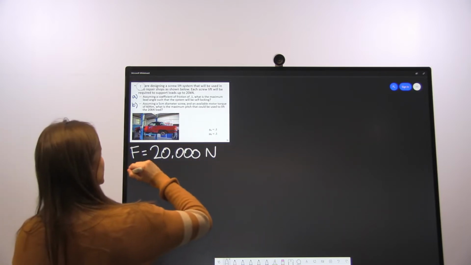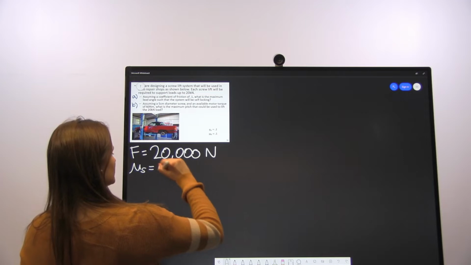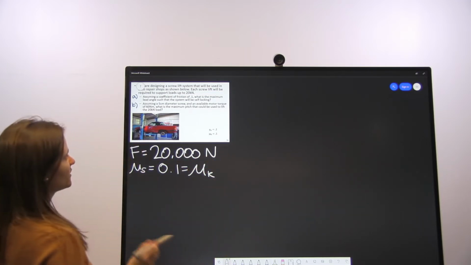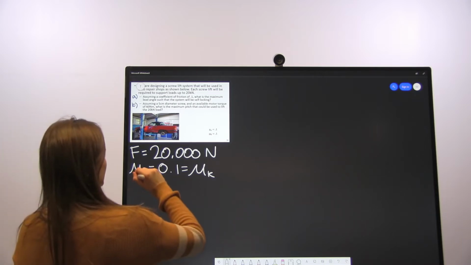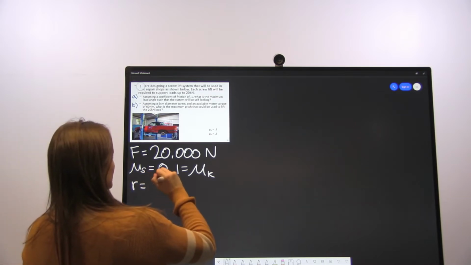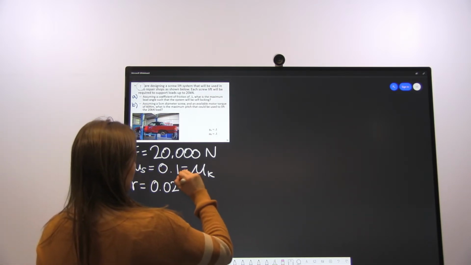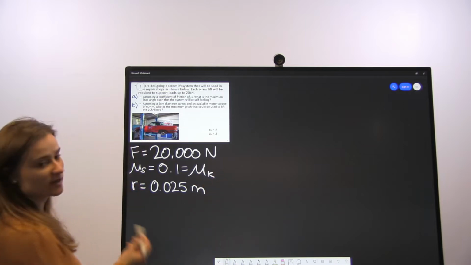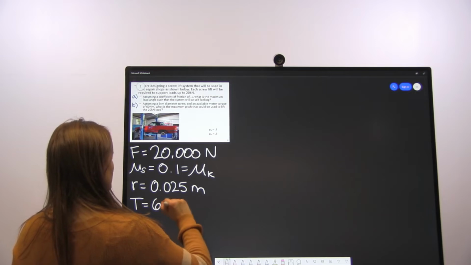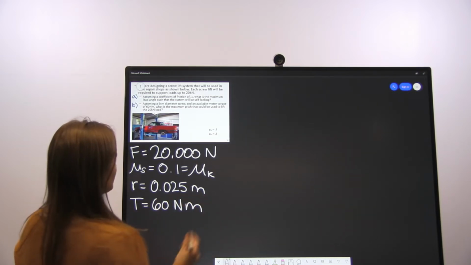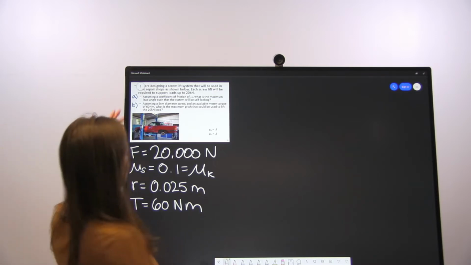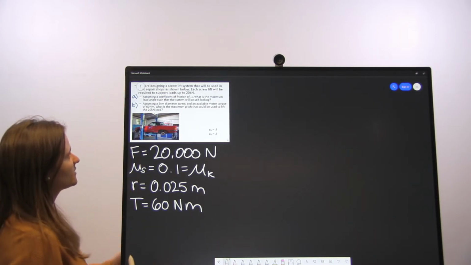So we're given the force that we're going to have is 20,000 newtons. We have the static coefficient of friction is equal to 0.1, which is the same as the coefficient of kinetic friction. And then we're given a diameter of 5 centimeters, and that gives us a radius of 0.025 meters when you convert it and divide by 2. And then we're given a torque of 60 Newton meters in part B. So we're going to split up in 2 parts. We have part A and B. A is going to be the lead angle.